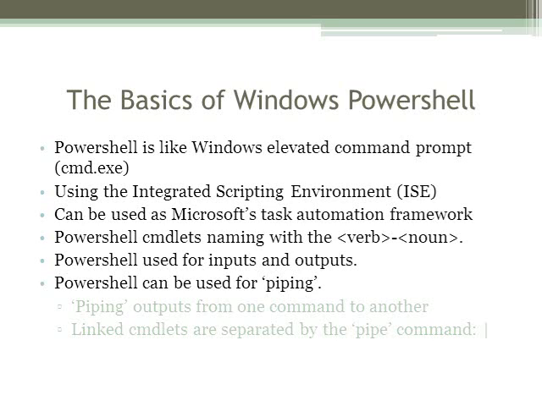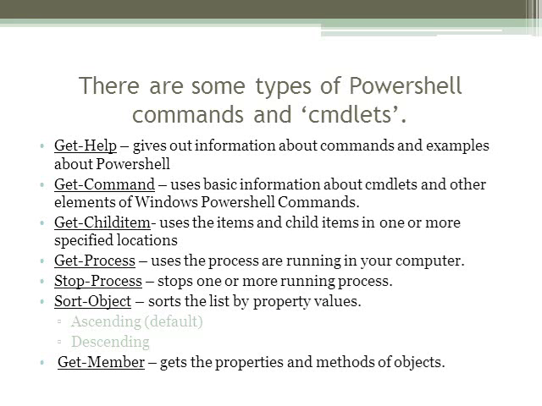So you can use a verb-dash-noun with the pipe command, and use the verb and noun on another command. There are some types of PowerShell commands and cmdlets on Windows PowerShell ISE. First things first is the Get-Help command. The Get-Help command gives out information about commands and examples about PowerShell. It gives you a list of details, examples, tips, and more on your Windows PowerShell.